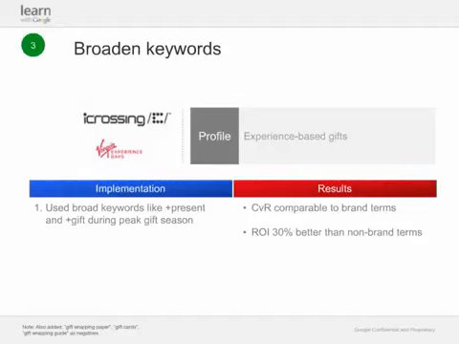And so by doing so, they were able to get a conversion rate on these super broad, super competitive keywords that was comparable to their brand terms with an ROI that was 30% better than what they were getting out of their non-brand terms.